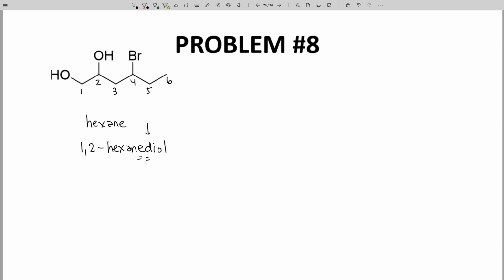So we have only one substituent on our chain, and that's a 4-bromo. So writing our structure will be 4-bromo. Always start with the substituents. And now here's the molecule: 4-bromo-1,2-hexane diol. And there's our name for problem number 8.